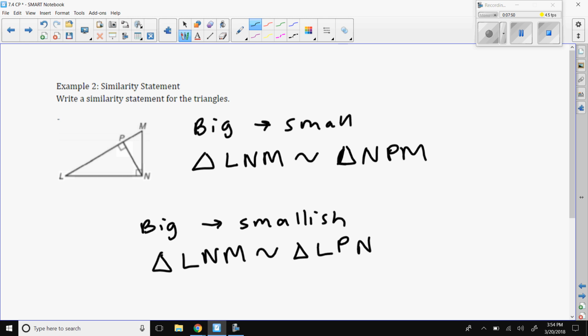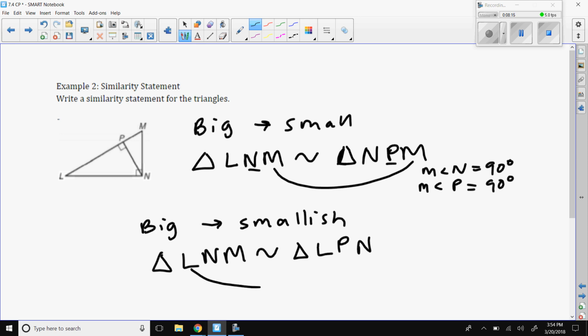Okay, match up the right angles. The reason I can do this for these two is that the measure of angle N is 90 degrees, and the measure of angle P is 90 degrees. That's why they're both in the middle. And then they're sharing M and M. These two share L, and then they have the measure of angle N equals 90 degrees, and the measure of angle P equals 90 degrees. So they have those again in the middle.